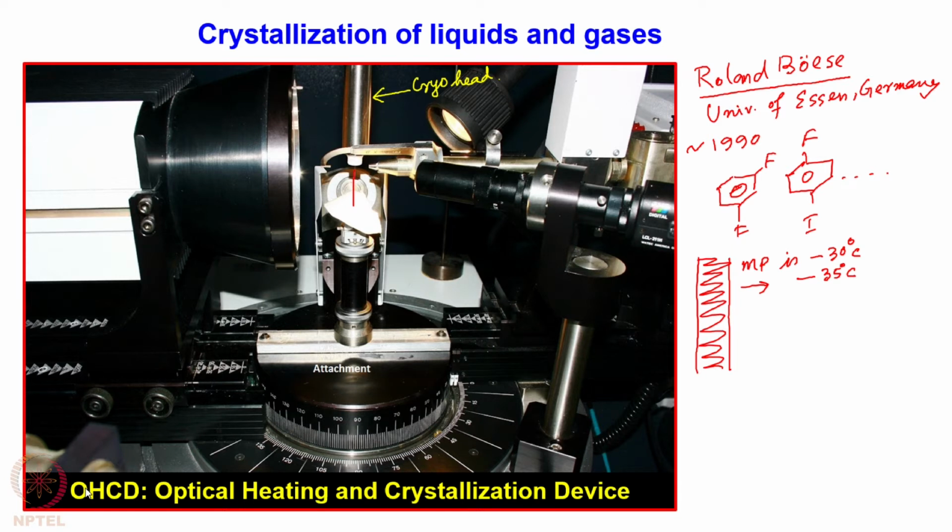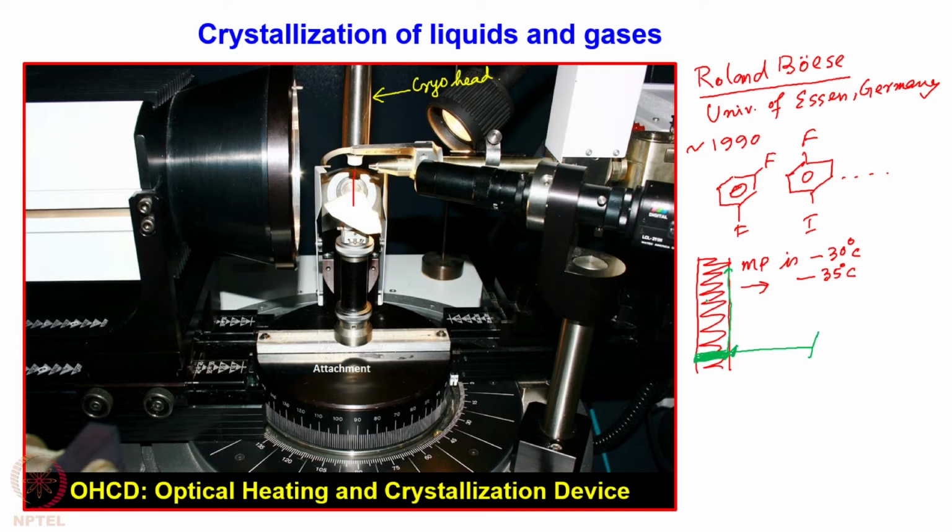This equipment, the optical heating and crystallization device, is a laser assisted device where the laser beam can be focused at one point of the capillary using a reflecting mirror, and then by moving the mirror upwards, the laser beam can be moved along the length of the capillary. So with a high control on the laser power, one can melt a small narrow zone of this capillary, keeping the lower and upper ends solid.